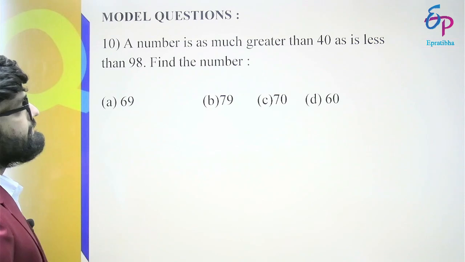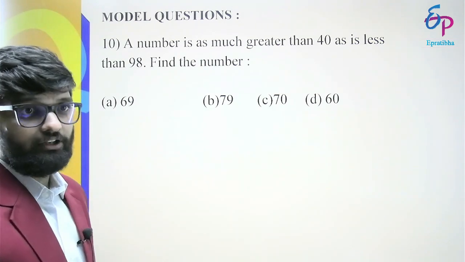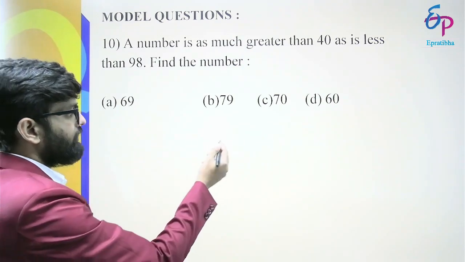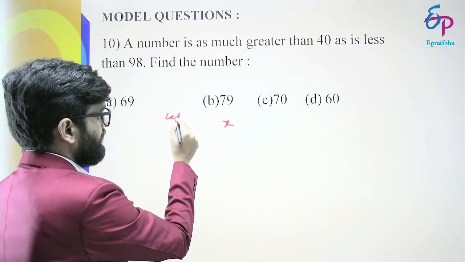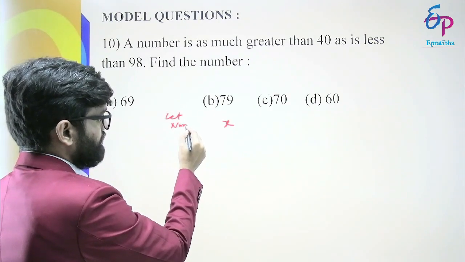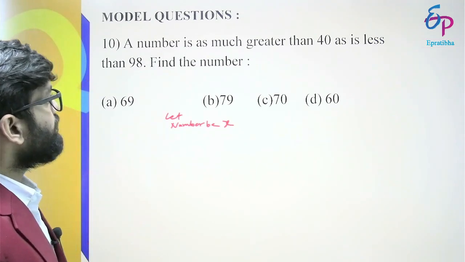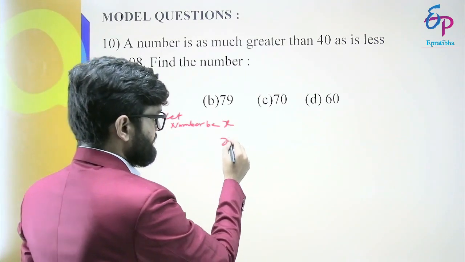A number is as much greater than 40 as it is less than 98. Find the number, they are telling. A number is as much greater than 40, I don't know the number, right? I am taking the number as x. Let the number be x. So the number is as much greater than 40. So x is greater than 40.